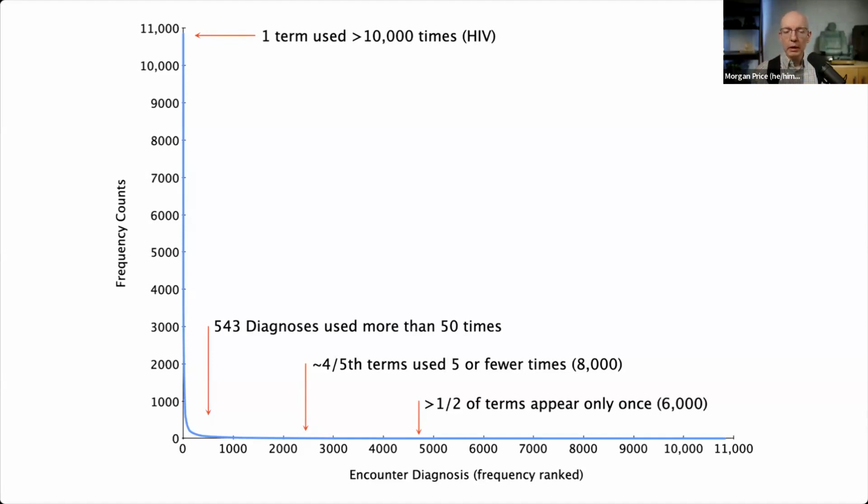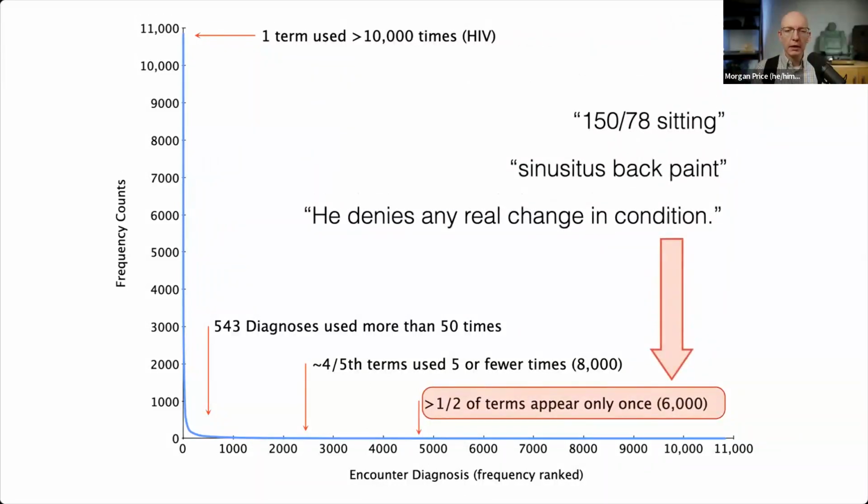Even though they might be more common in terms of number of visits, they might not be coded quite as consistently, so we didn't see them as much. Now, in that half that wasn't coded more than once, we had these fascinating things. We had 150 over 78 sitting, free text, only used once. Technically, I think that's a blood pressure measurement. Sinusitis back paint. I don't know if that's because somebody painted a big red nose on your back. And then, he denies any real change in condition. So these are coded. These are not just free text, but they ended up coded into our system.